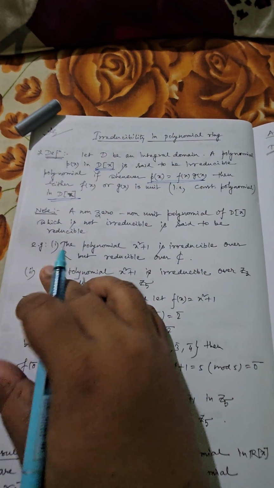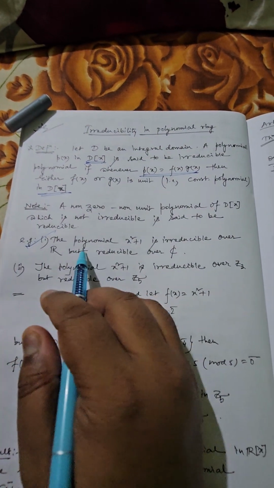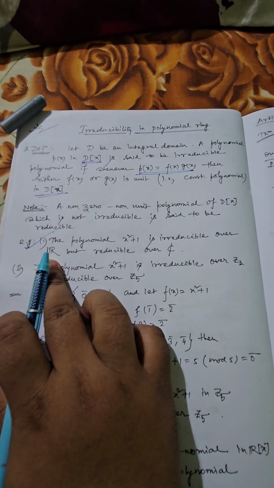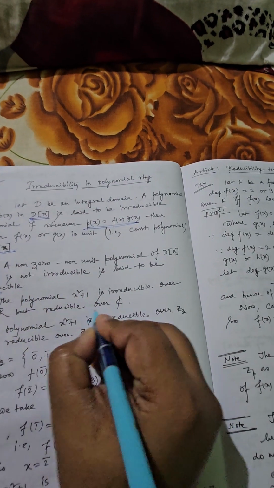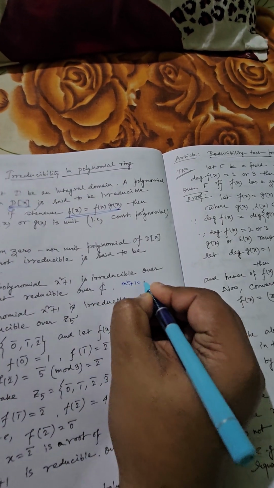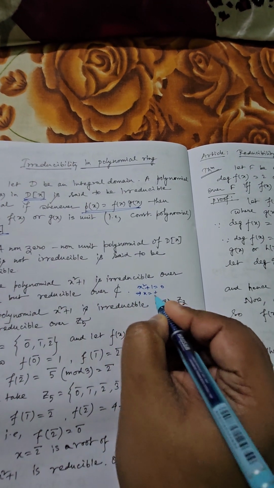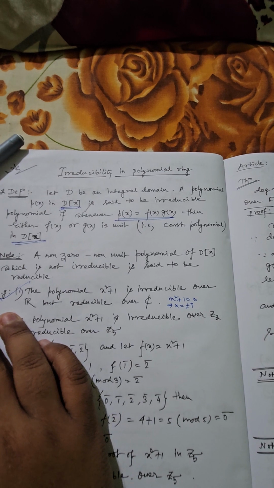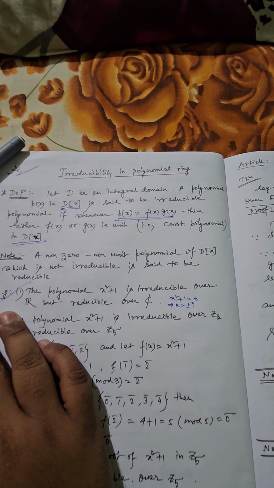Now I have given two specific examples in order to explain this. You can understand the first one. x square plus 1 is irreducible over R, but it is reducible over the complex plane C. Why? Because if you consider x square plus 1 equal to 0, then obviously the possible solutions are x equals plus minus i. There does not exist a real number which has the value plus minus i, so definitely it belongs to C.